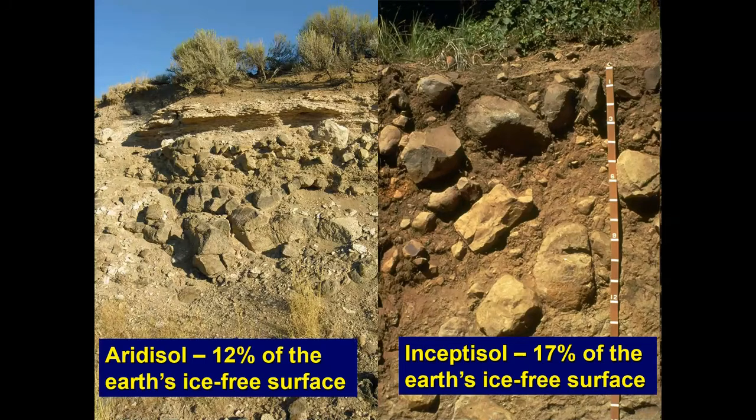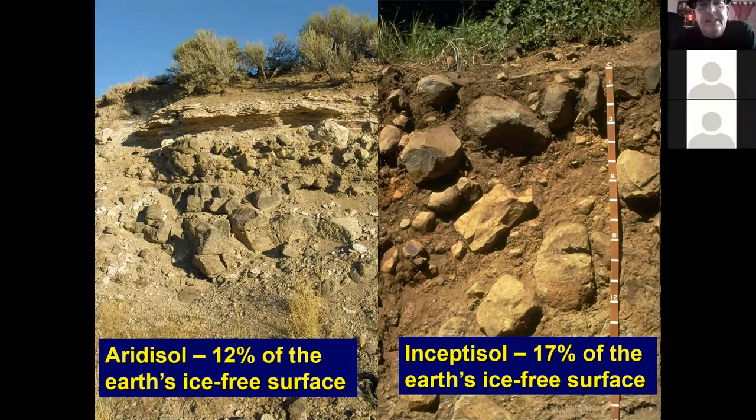And this one on the right here is called an inceptisol. And yeah, it's got a little bit of organic matter in it, but it's all these rocks. You got to take all these rocks out first. And once you've done that, there's not much soil left. So these kinds of soils are not building sophisticated technological societies.